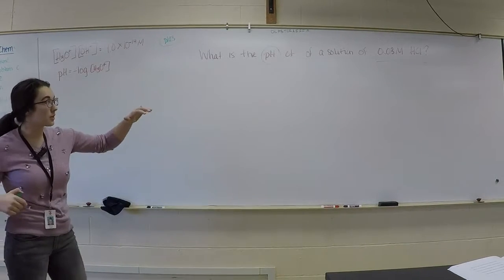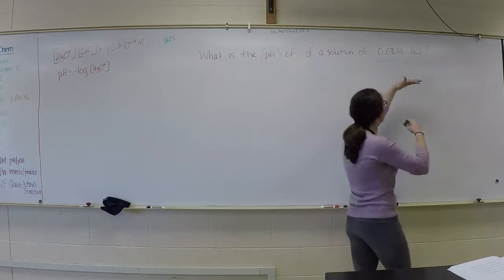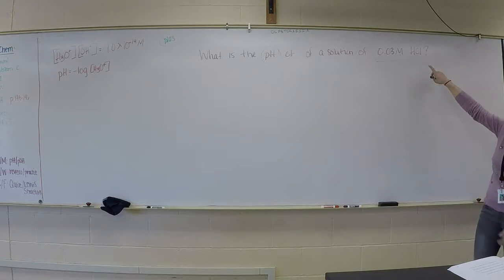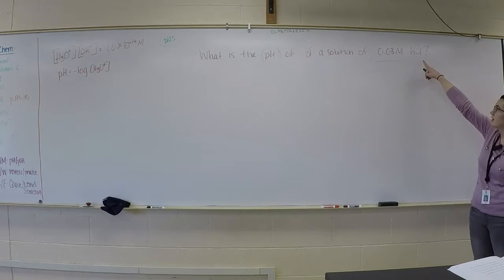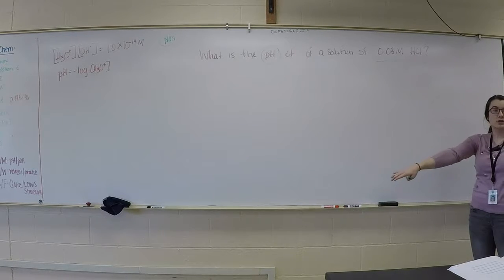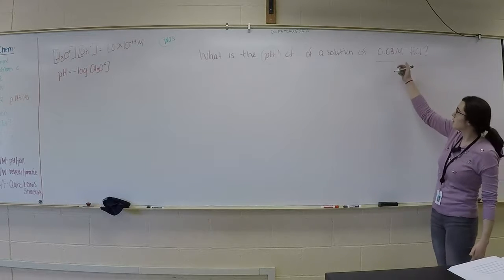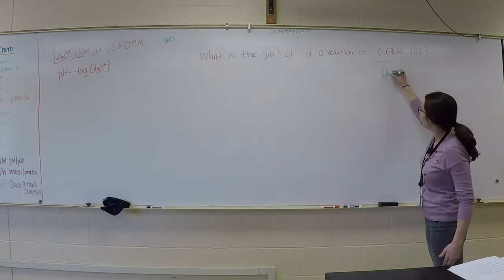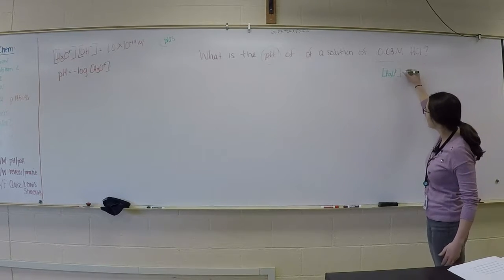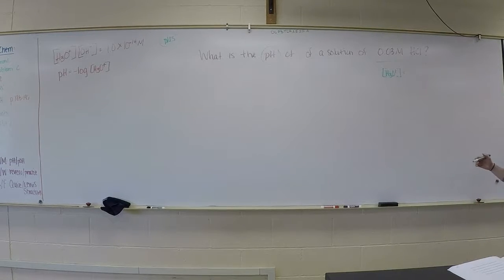Now, first thing we want to figure out, this molarity that we're given, this solution molarity, is this an acid or a base? Acid. Acids break apart into which ion? Hydronium or hydroxide? Hydronium. So we know the hydronium concentration just by looking at that molarity. So what is it? 0.03.